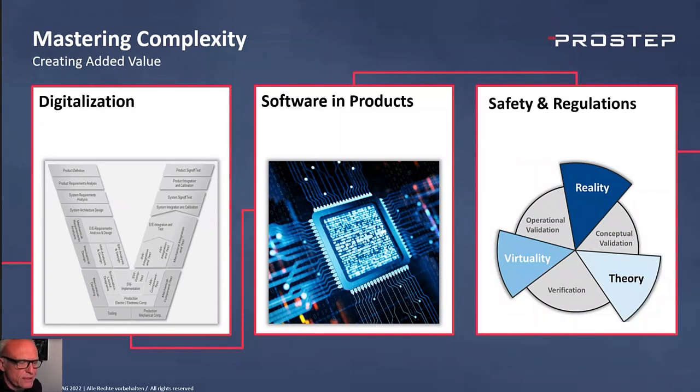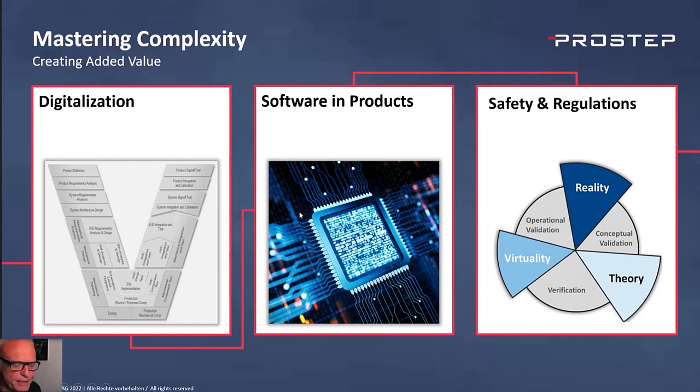Just some introduction on where we come from and what problems we are dealing with. So it's all about mastering complexity and creating added value. Typically these days products are developed in a V model. That already is enough complexity. And in addition to that, of course, all the things are digital these days. And the question is, how do things get together?